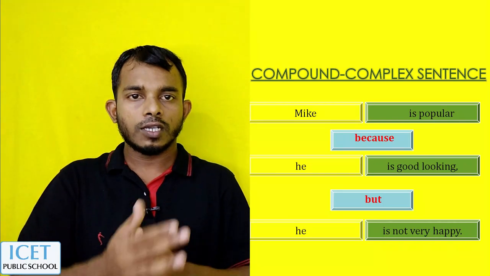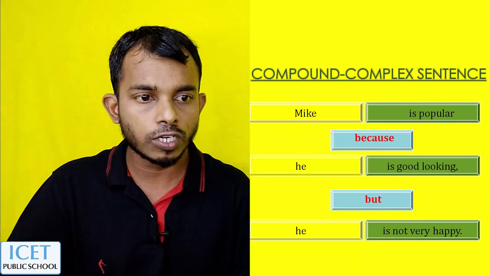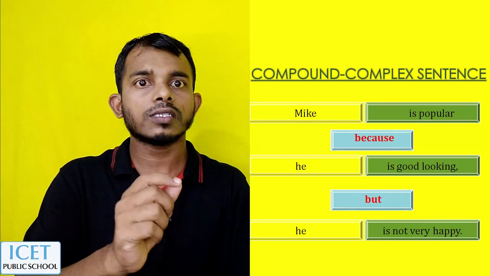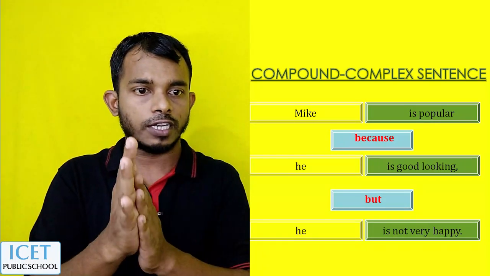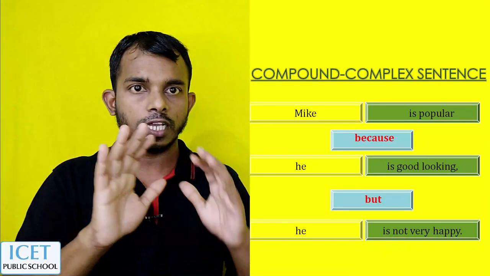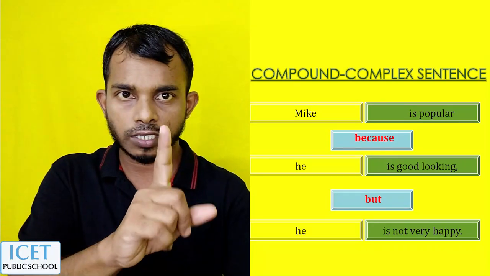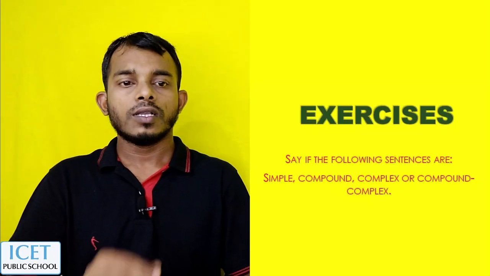So in this, the middle clause, because he is good looking, is dependent. It cannot stand alone. The other two, the first one and the last one, both clauses can stand alone. We are learning a compound complex sentence example.